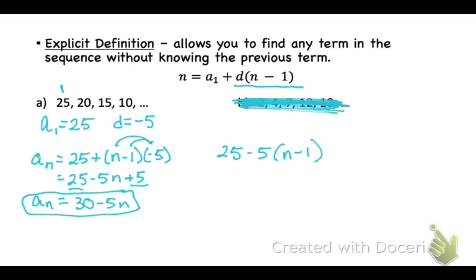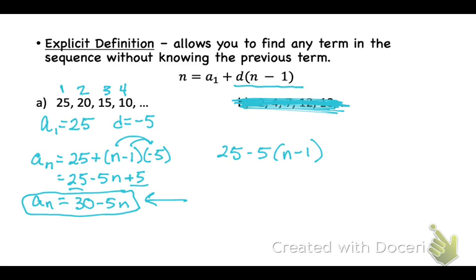This is n sub 1, 2, 3, and 4, yes? So if I plug in 1, what do I get? Plug in 1 into this equation, what do you get? 25. You get 25. If you plug in 2, what do you get? 20. 3, 15, 4, 10.